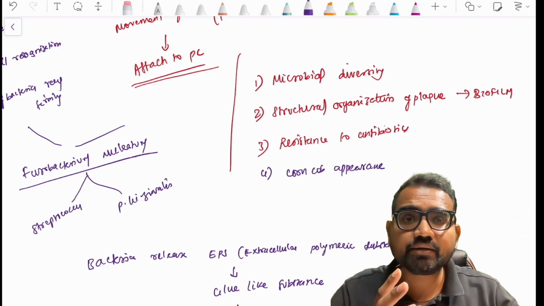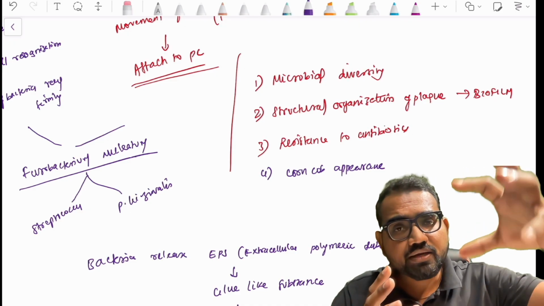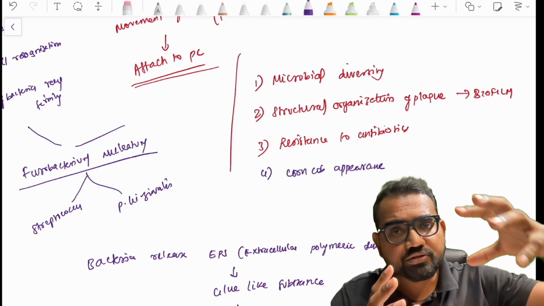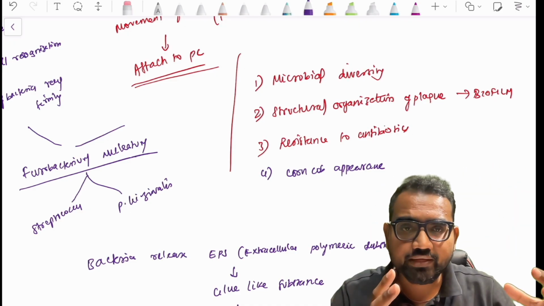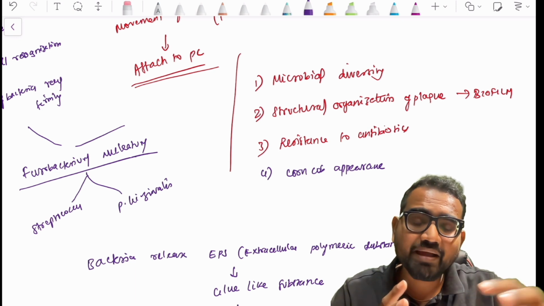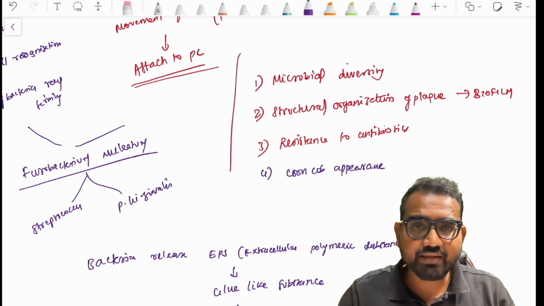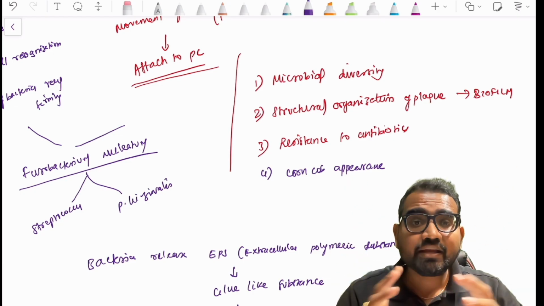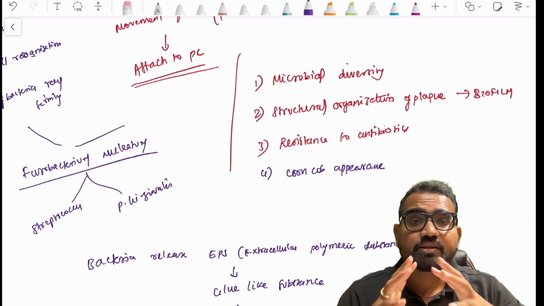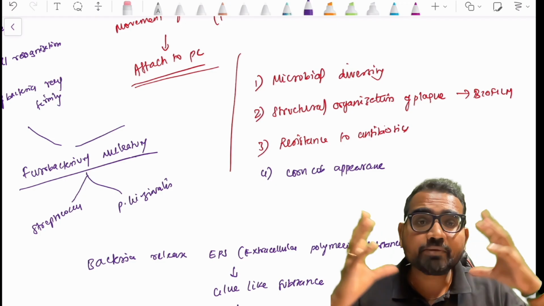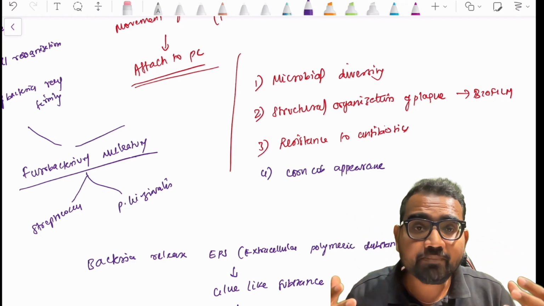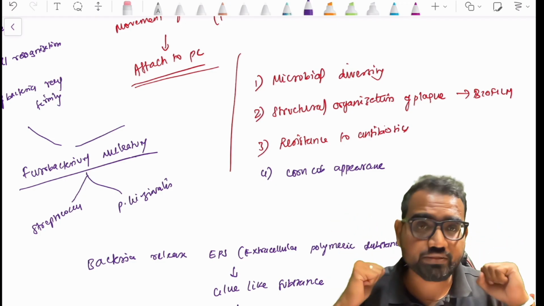Once the primary colonizers irreversibly adhere to the pellicle, that is going to result in secondary colonization, which allows the co-adhesion and co-aggregation of the secondary colonizers to the primary colonizers, and the Fusobacterium nucleatum acts as a bridge between these primary and secondary colonizers. The plaque grows, the diversity of the plaque increases, it becomes resistant to antibiotics, there's corn cob formation, and the plaque matures, and over a period of time it mineralizes to form calculus.